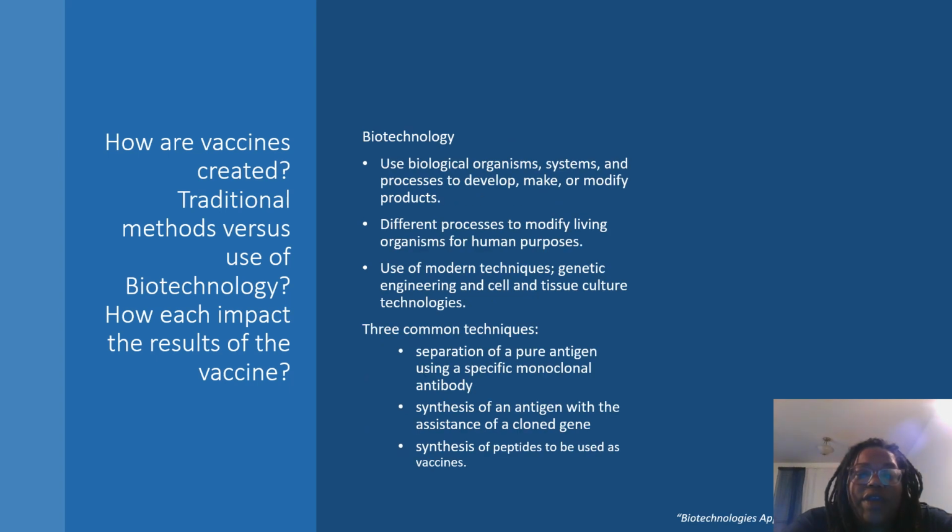How are vaccines created using biotechnology? It uses biological organisms, systems, and processes to develop, make, or modify products. Different processes to modify living organisms for human purposes. Use of modern techniques, genetic engineering, and cell tissue culture technology. There are three common techniques as listed below.